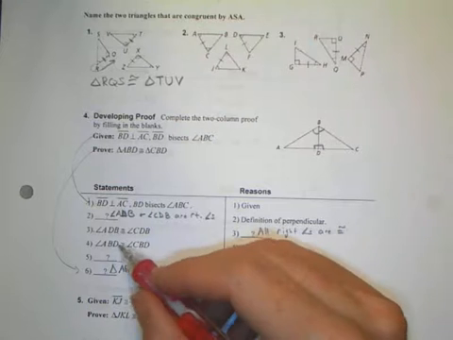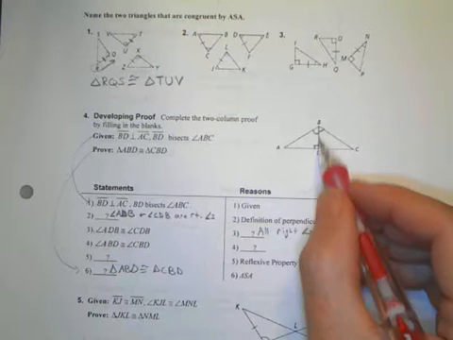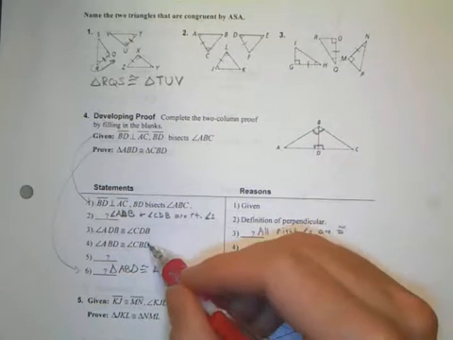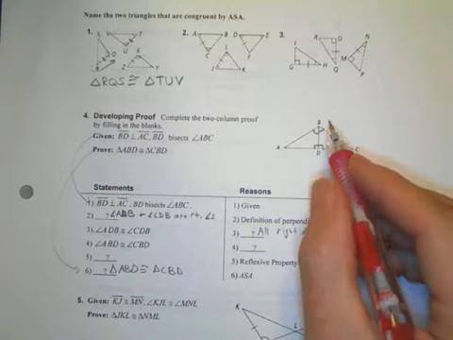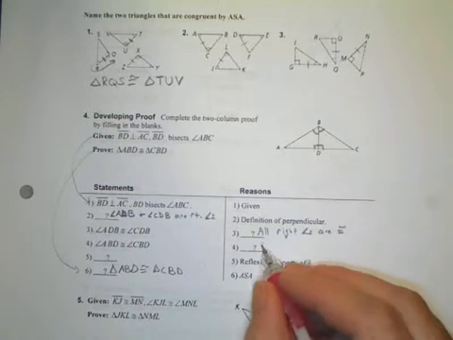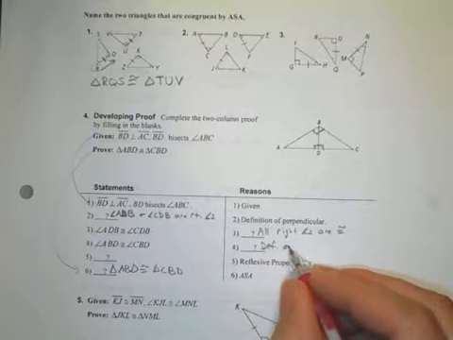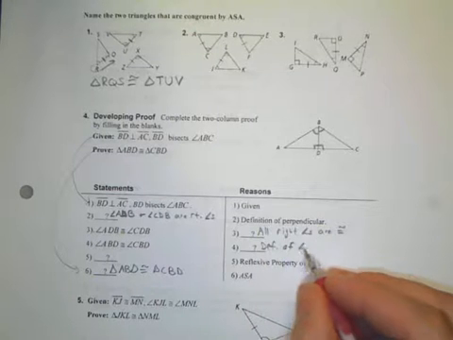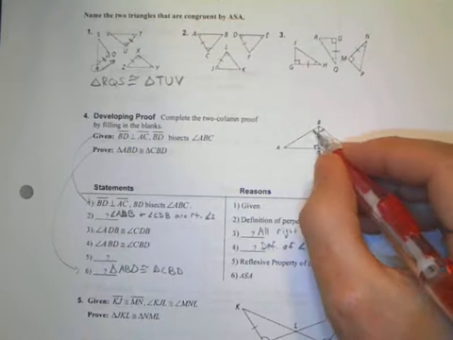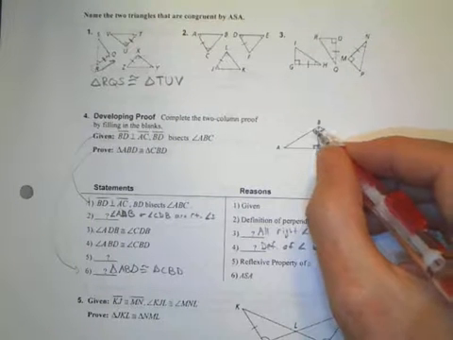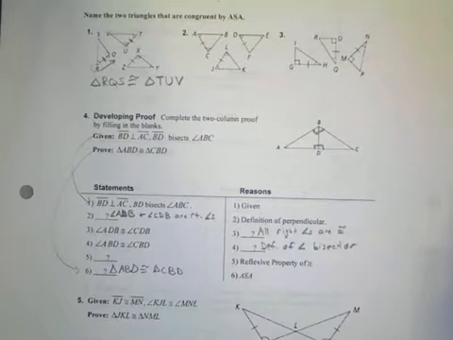The next statement is ABD, so this one is congruent to CBD, here and here. We mentioned that earlier, that's going to be true, and the reason that's true is the definition of angle bisector. So when you bisect an angle, by definition, they're going to be two equal parts. So that's that one there.